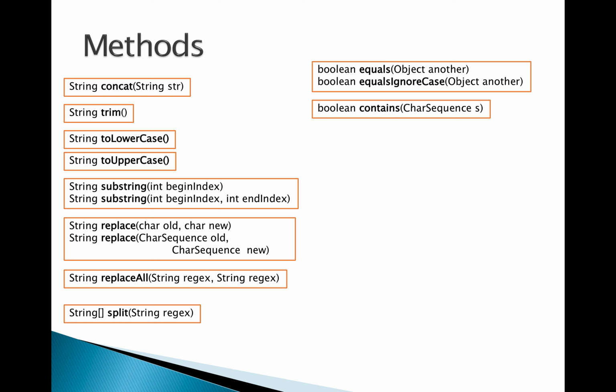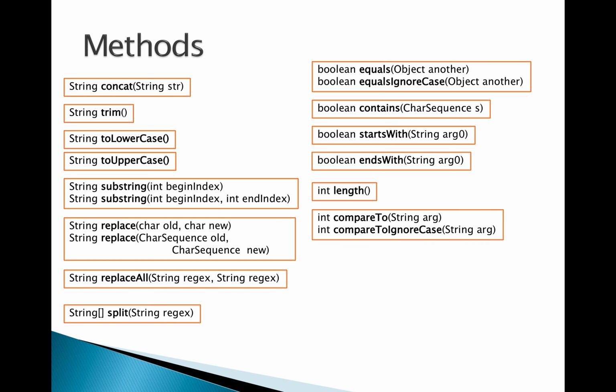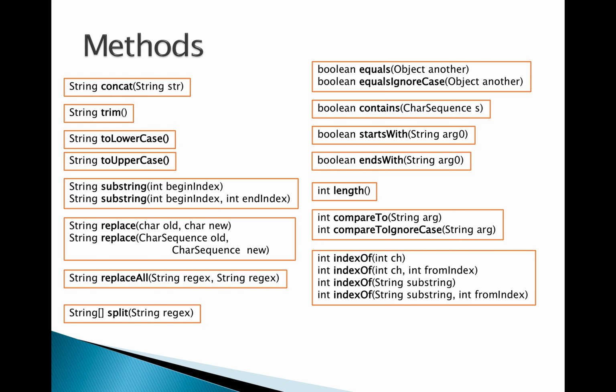We have contains to check whether a string contains another string, and we have starts with and ends with, which check whether a string is starting with a given letter or a given string and ending with a given string. And we have the length method to calculate the length of the string. We have the compare to method, which is to compare two different strings. We have the index of method to find where another string is in a given string. What is the position of the passed string in a given string?